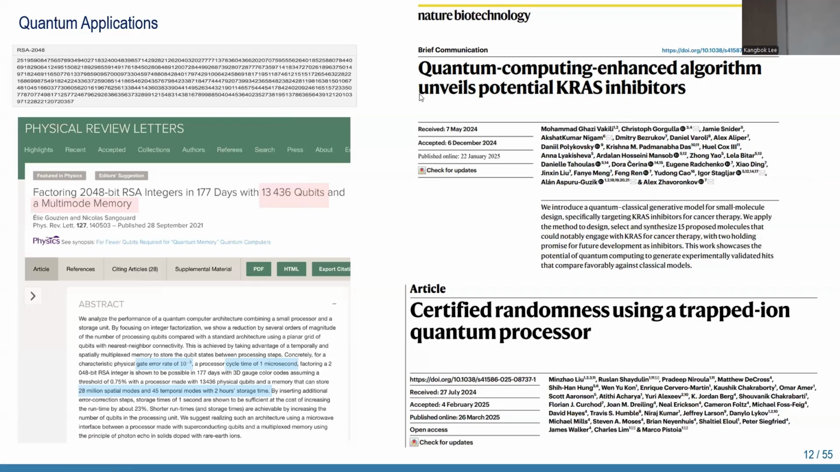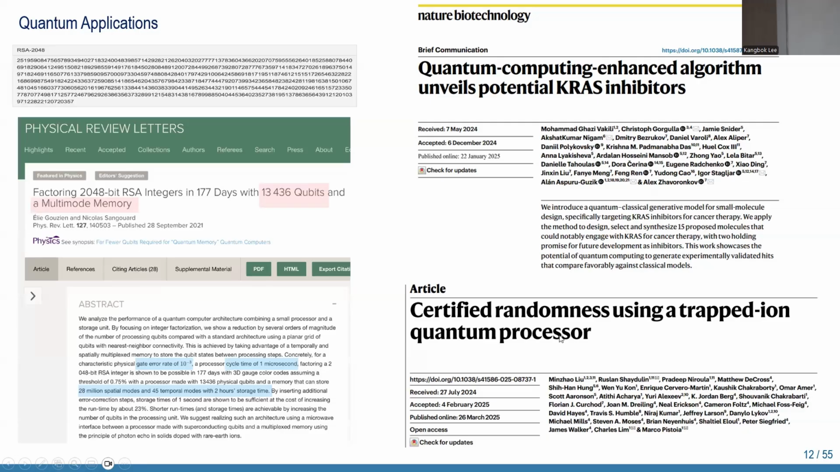Last year I chose 2 papers on quantum applications. This is done by Alan Aspuru-Guzik, a pioneer of this field. They found a kind of drug discovery. Classical AI couldn't find any useful materials, but they introduced the hybrid method. They found a very useful KRAS inhibitor.